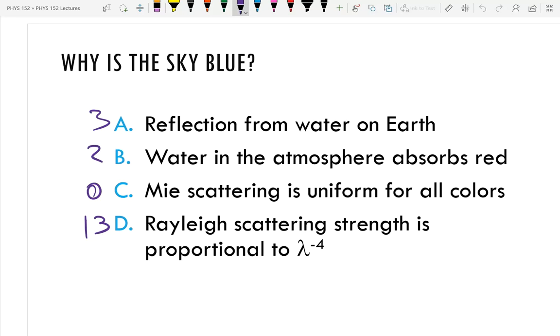Make sense? Are we going to do any calculations with those? Nope. Just things that we need to understand. Hey, it's this interesting scattering of light from different size objects that makes the difference in the color.